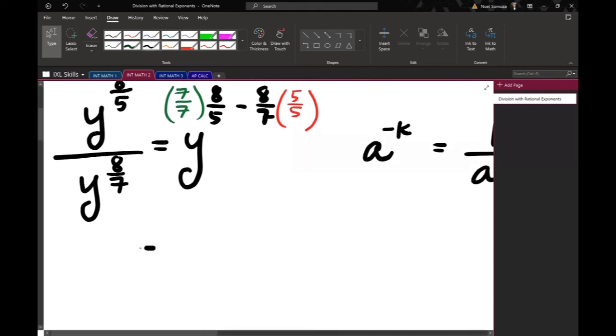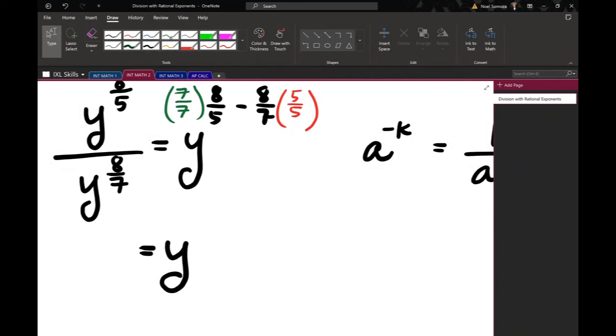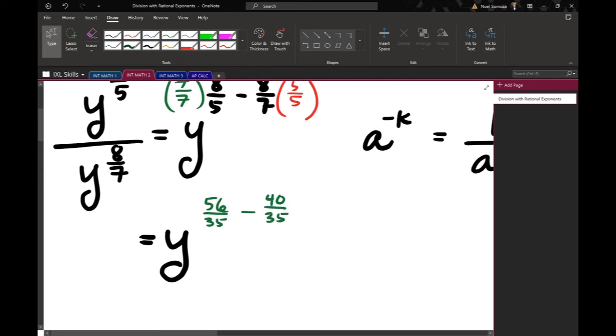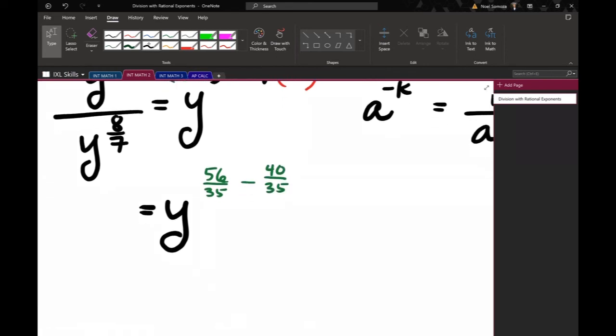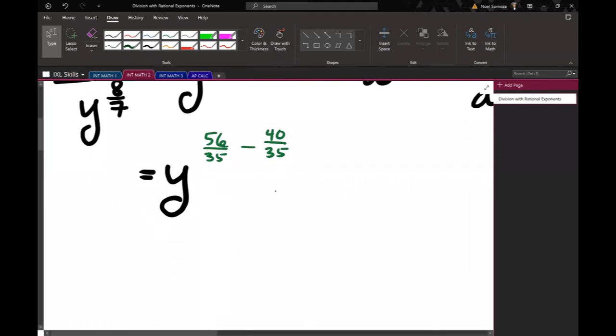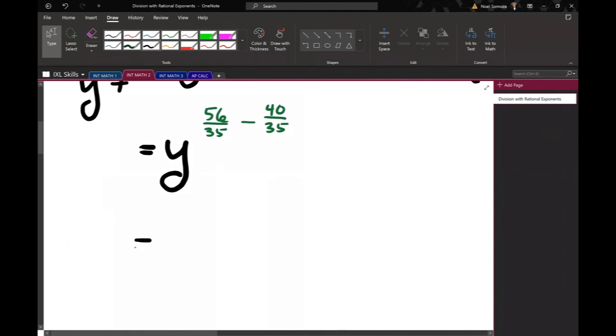So we're going to bring down y, which is still our base, but now we have a new fraction. 7 times 8 would be 56, minus the fraction 8 times 5 would be 40, all over 35. So now we can subtract the numerators, 56 minus 40, because we have the same common denominator, which gives us y to the 56 minus 40, which is 16, all over 35.